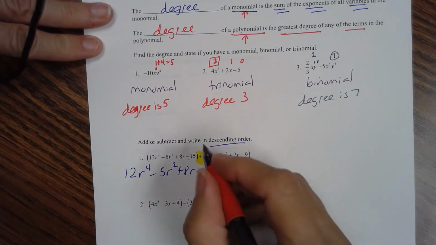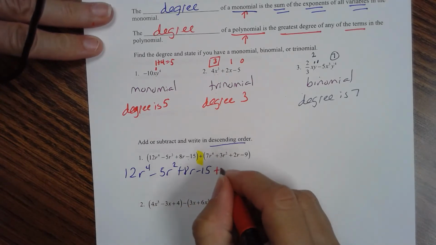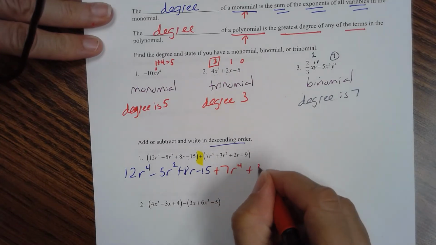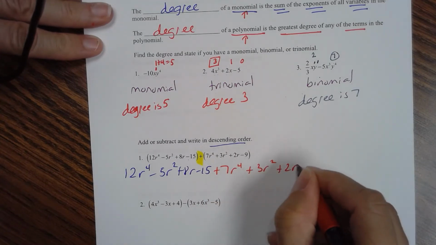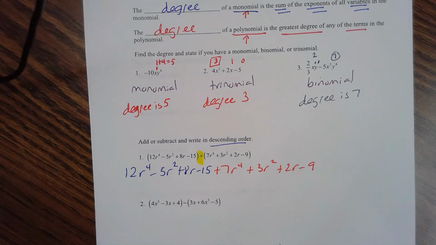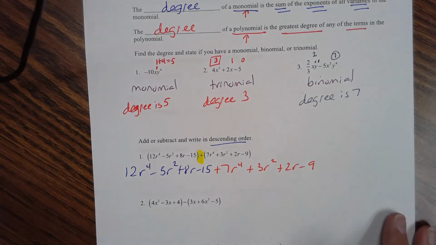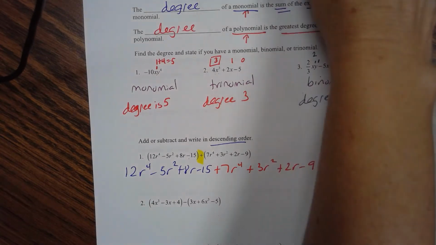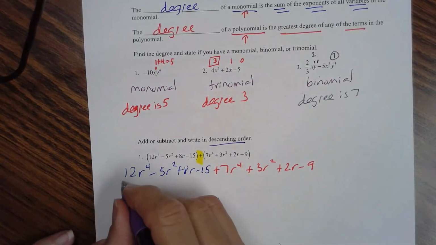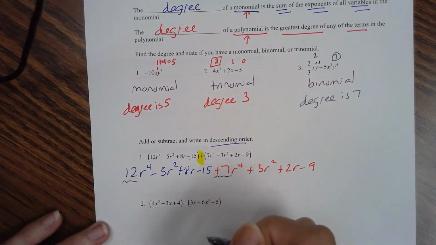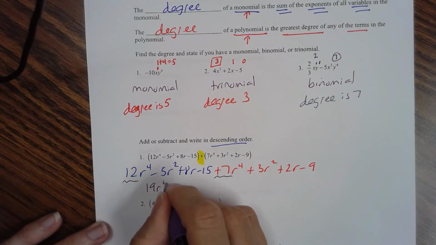Now in the second polynomial we should distribute a plus sign, but a plus sign doesn't change any signs. What does matter is if you had a subtraction sign, because then you would need to distribute the subtraction sign. So at this point we'll take our like terms and combine them. So 12r to the fourth plus 7r to the fourth is going to give me 19r to the fourth.